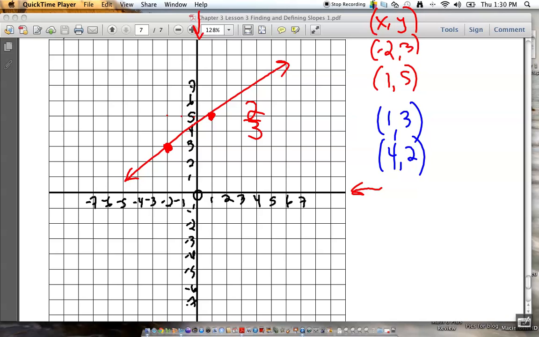Let's make sure we remember how to plot points. All right, so here's 1, 3. It's right here. Ready? 1, 3. There it is. Next, can you find the point 4, 2? Find where x is 4 and where y is 2.